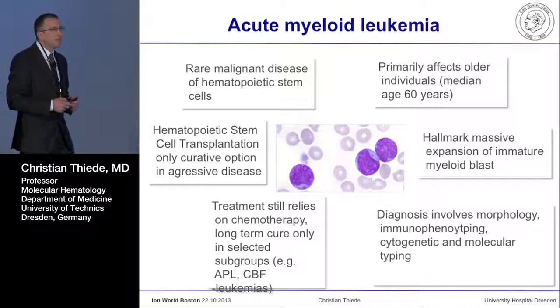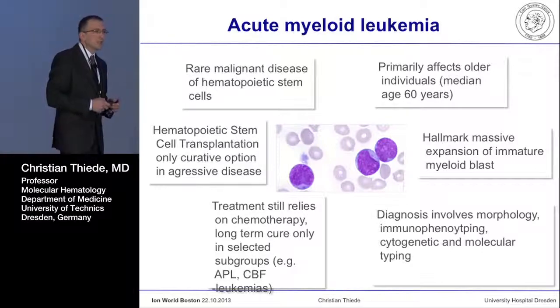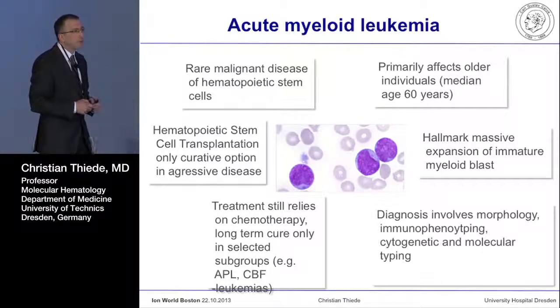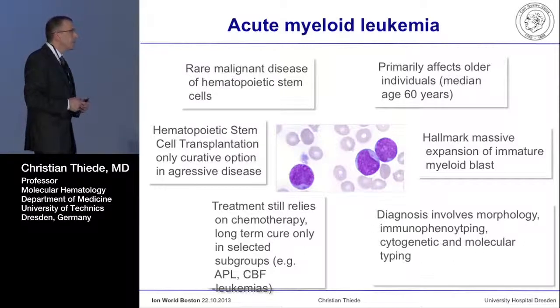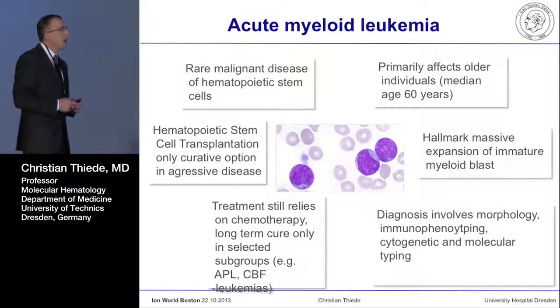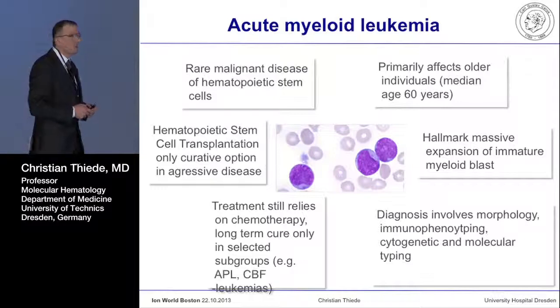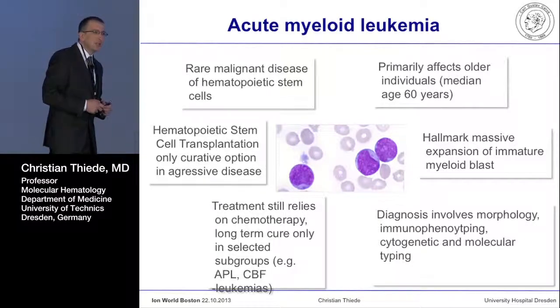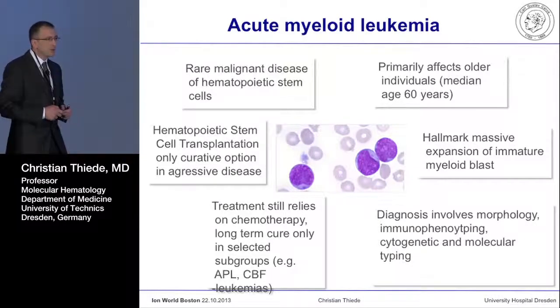For example, APL can now be cured in selected patients without chemotherapy. But in the majority of the patients, especially in the high-risk population, hematopoietic stem cell transplantation is still the method of choice to achieve long-term cure.